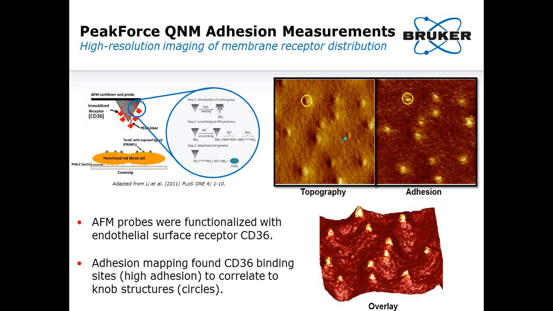PeakForce QNM imaging with the CD36 modified probe revealed the areas of high adhesion or high binding affinity, shown as light spots in the adhesion image on the top right, all mapped to knob-like structures in the topography image. The adhesion sites are believed to be specific binding interactions and not just a result of topography variations, as not all raised regions in the topography image correspond to an adhesion or a binding site, as indicated by the green arrow. The 3D overlay image on the bottom shows the co-localization of cytoadherent molecules with the knob structures very nicely.